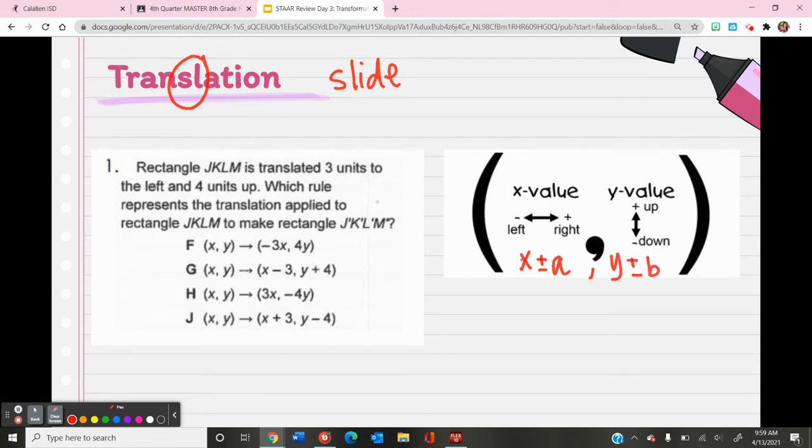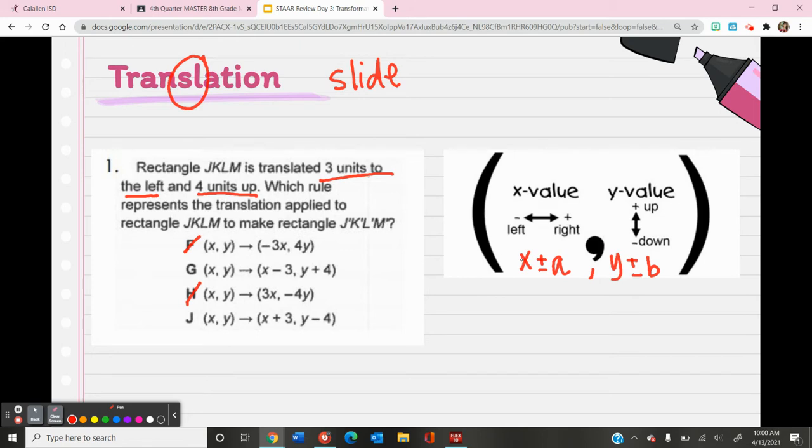So going to number 1, it says rectangle JKLM is translated 3 units to the left and 4 units up. Which rule represents the translation applied to rectangle JKLM to make rectangle J'K'L'M'? So for starters, there's a few of them that I can eliminate because it's not in the correct format. It should be X plus or minus A, comma, Y plus or minus B. So F, this is not even a type of transformation. And again, H is not a type of transformation either. I should be adding or subtracting. I should not be multiplying.